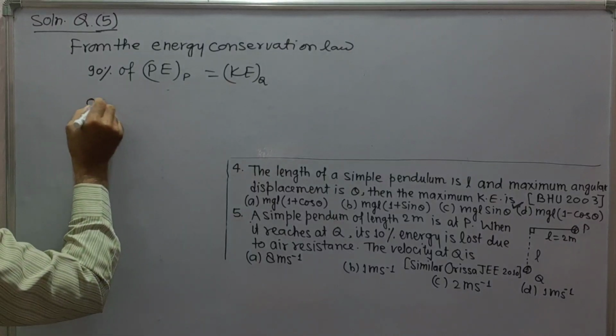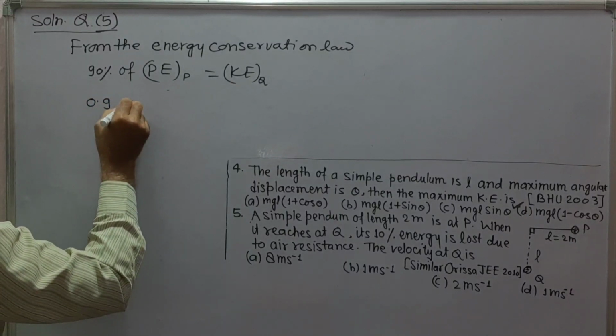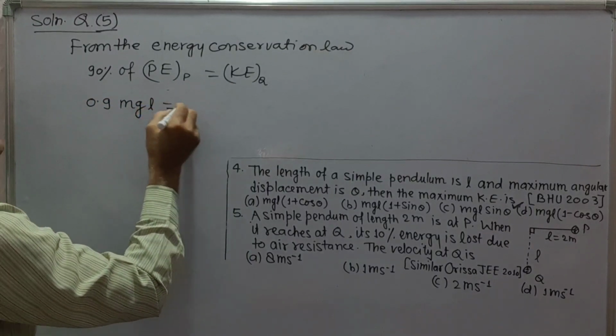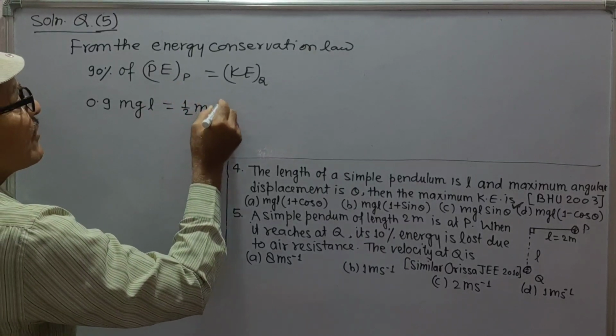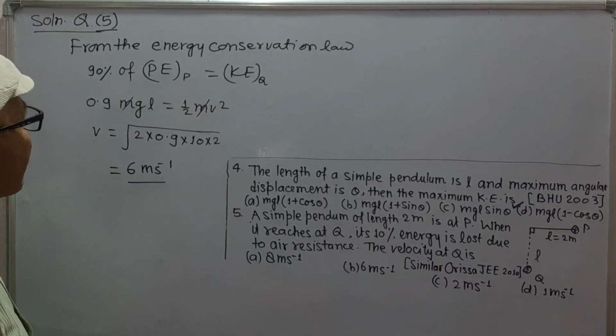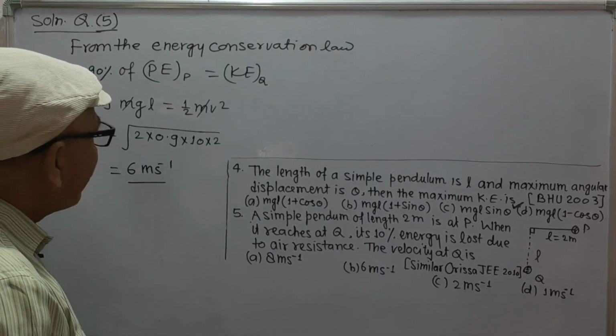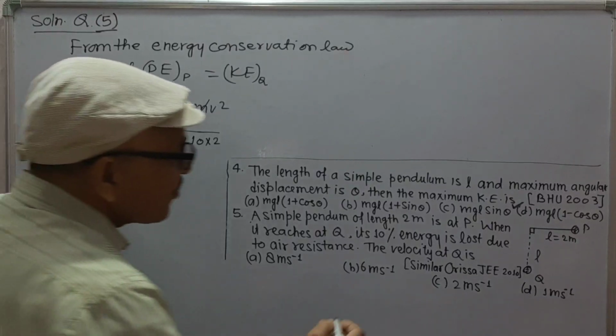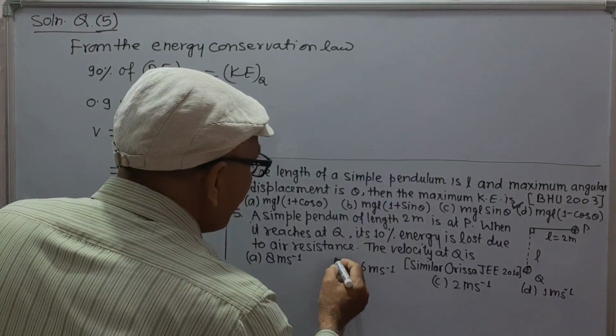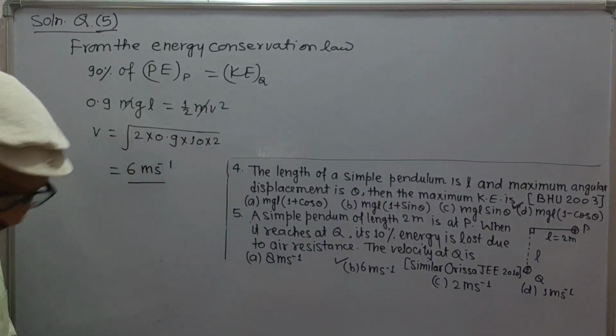So 0.9 mgl will be equal to half mv square. V is equal to under root 2 into 0.9 into 10 into 2, which gives 6 meter per second. So the correct option will be B, 6 meter per second.